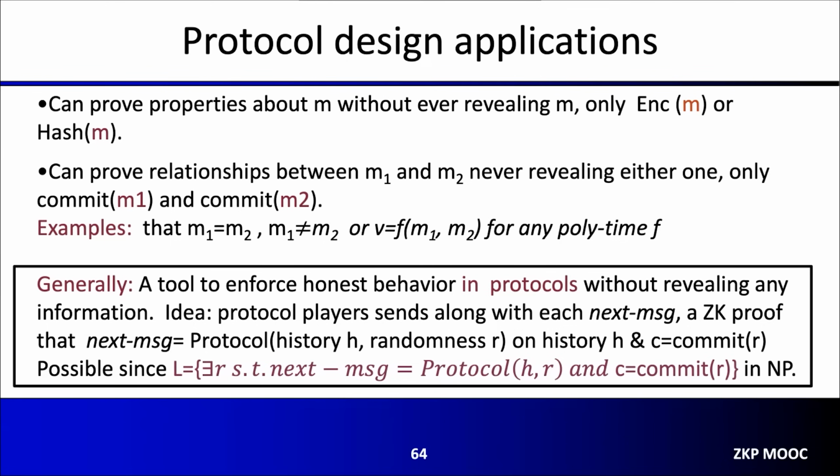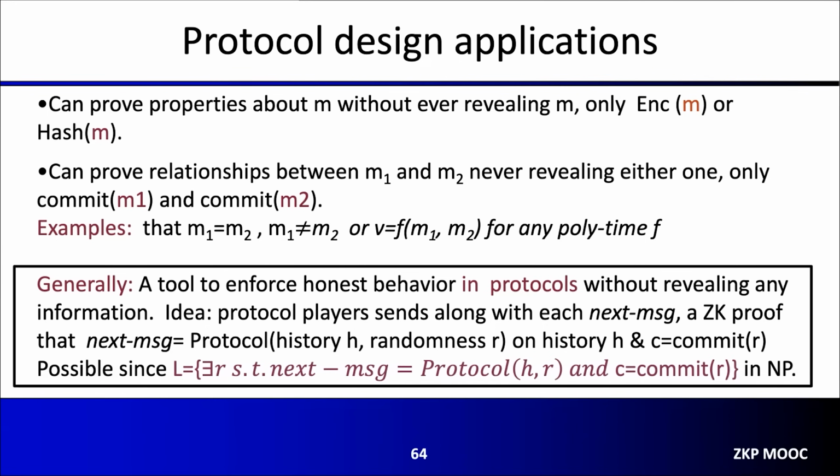The players may not follow the protocol, but you want to make sure that you can still use your security proof. What do you do? You tell the players, okay, I want you, along with every message you send, to give me a zero-knowledge proof, possibly a zero-knowledge interactive proof, that the message you're sending is what you should have sent if you were honest. In other words, it's what the protocol rules would tell you to send on the history of communication so far, your internal randomness, and maybe some other internal inputs.